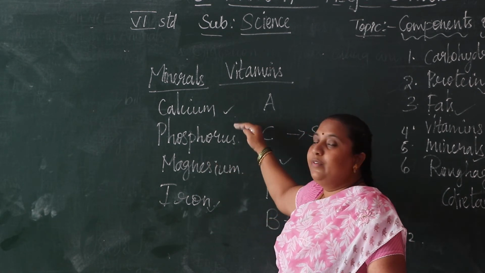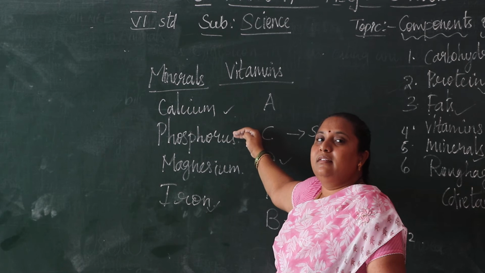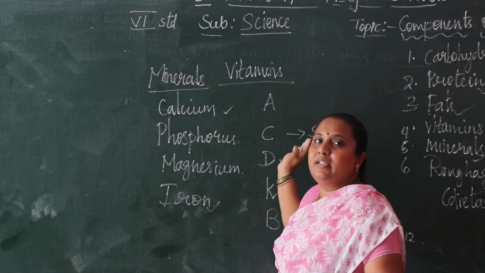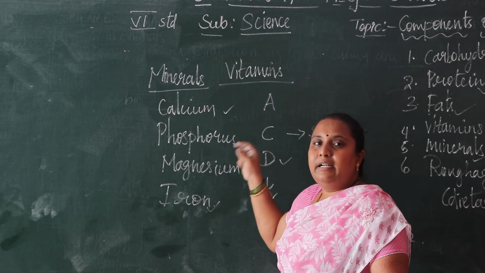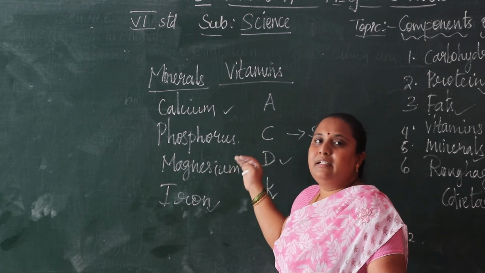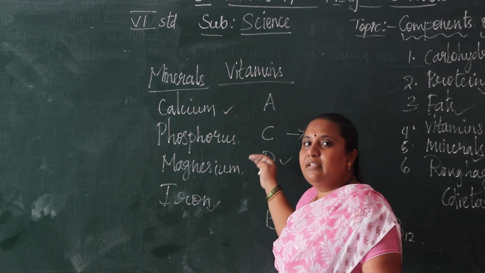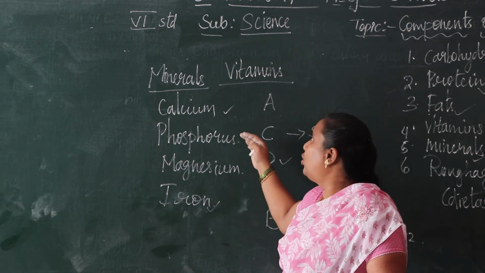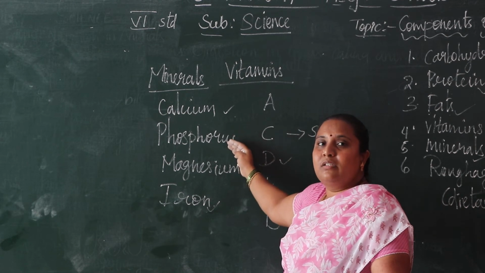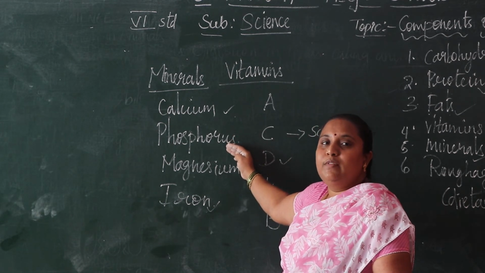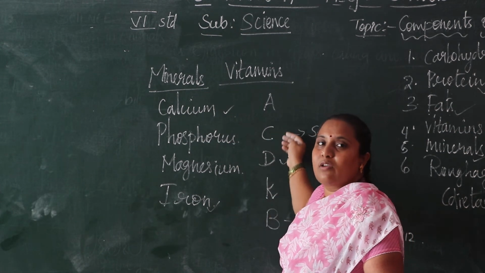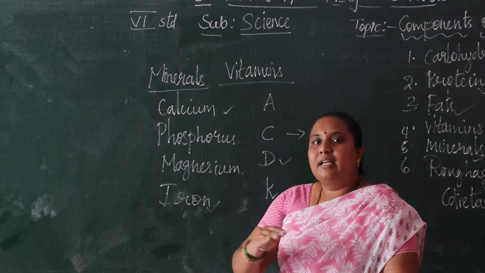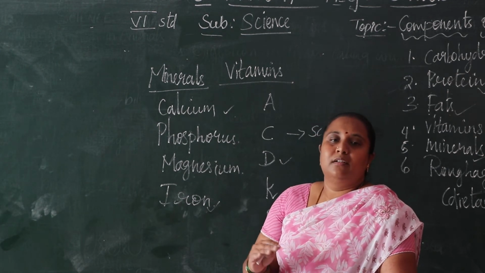If we are taking vitamin-rich food and eating little of the other nutrients, carbohydrates and proteins, and taking too much of vitamins and minerals, then this is not a balanced diet. We should take all the components, all the nutrients, in the same quantities.